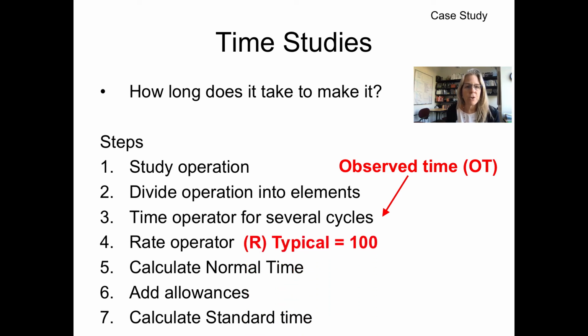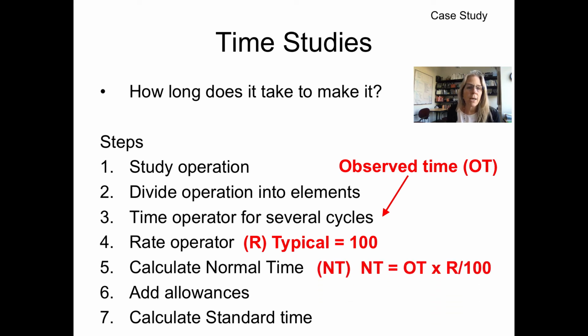And in that process, you're also going to be rating the operator. If an operator is going at a normal pace, a pace that seems sustainable, you give them a rating of 100. If they're going slow, you might rate them at 80. If they're going fast, you might rate them at 120.